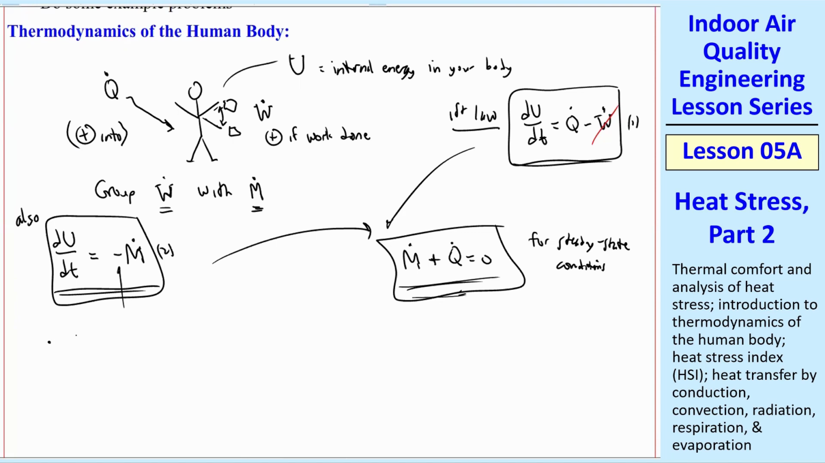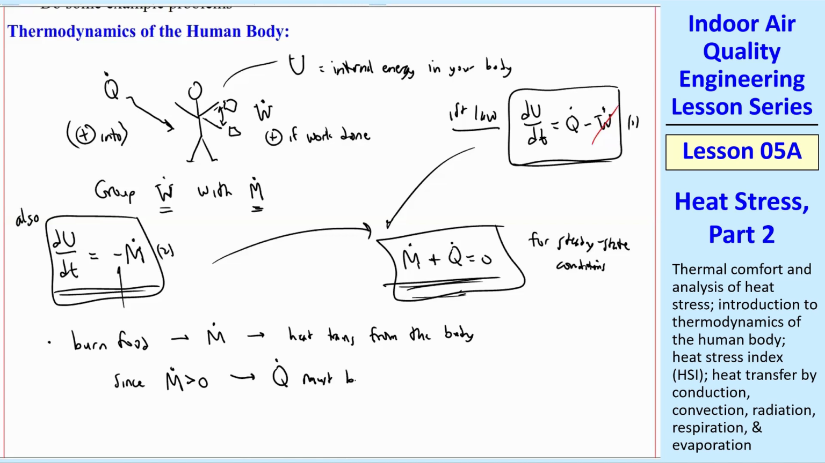Thinking about this in words, we burn food and we generate a metabolic rate. And this energy goes into heat transfer from the body. So as you exercise, even if you just sit there as a couch potato, you are burning up food and you're making your cells warmer. And that warmth, that extra energy has to go out to maintain your body temperature, your core temperature, since you're a homeotherm. And so we can say that since M dot is always greater than 0, even when you're sleeping, you have a positive metabolic rate. And because of this equation, Q dot must be less than 0.